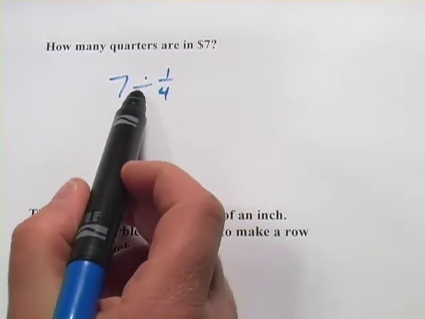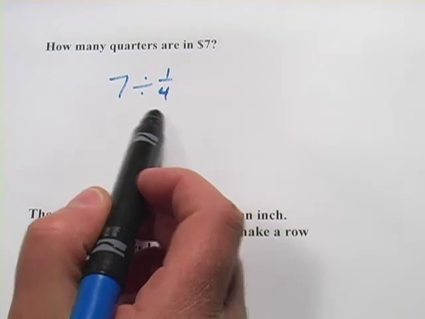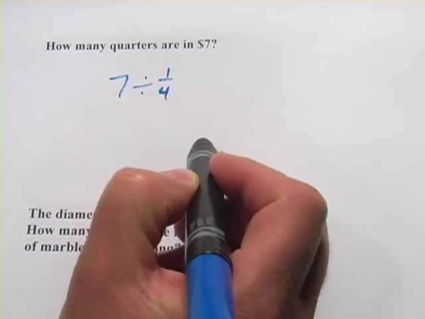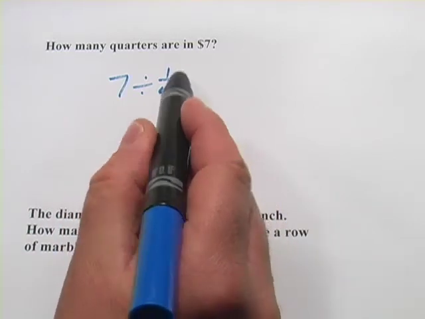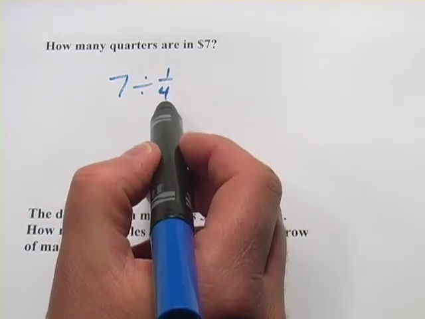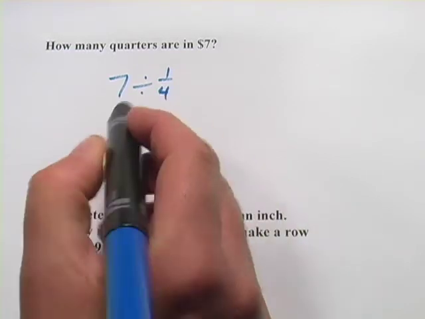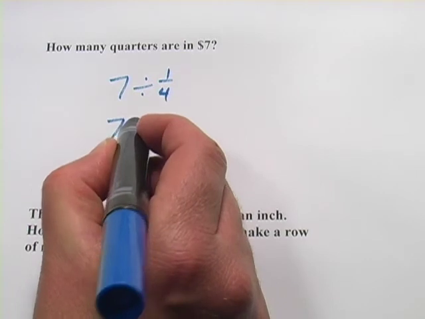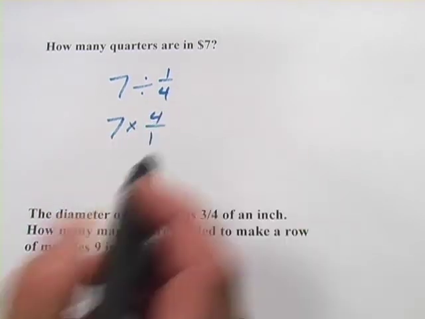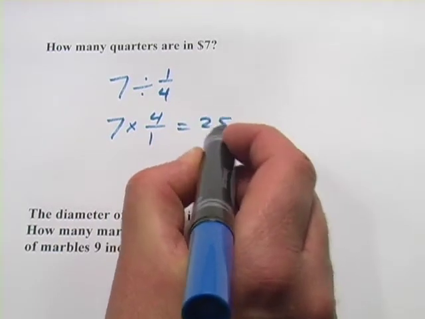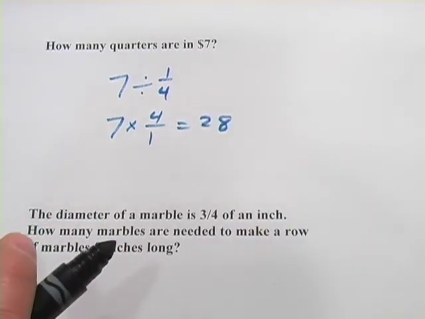Now, the trick about dividing by a fraction is you actually have to convert it to a multiplication problem. You do that by flipping the fraction that you're dividing by, so taking the reciprocal of that, putting what's on the top on the bottom and the bottom on the top, and then changing this to multiplication. So this actually becomes 7 times 4 over 1, which is just what we were talking about. 7 times 4 equals 28, and that's how many quarters there are in $7.